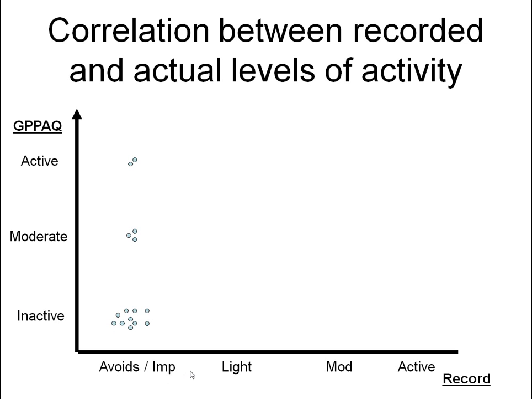But from those who on record were recorded as this, in fact some were moderately or more active. From those who were recorded as performing light activity, in fact the vast majority were inactive. From those recorded as doing moderate activity, most were inactive, but some were more active than predicted. And from those who were recorded as active, in fact 2 out of the 5 were inactive and 3 were considered to be active.